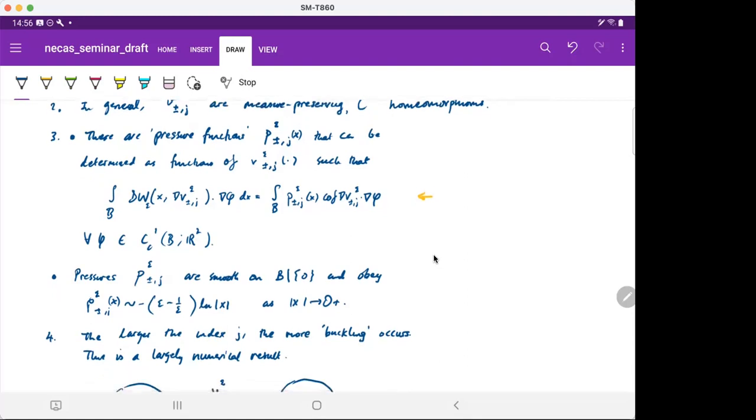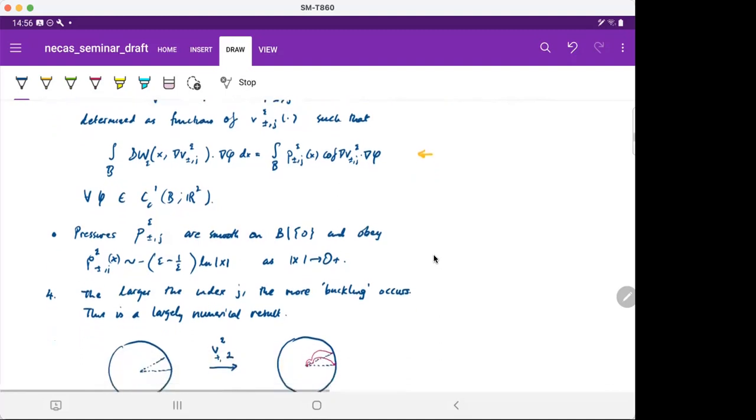And the pressures themselves, they are smooth away from the origin, and they obey this sort of logarithmic behavior. They have a logarithmic behavior in a neighborhood of the origin. And again, that's something which crops up regularly in planar problems of this type, and I'll come back to that later.